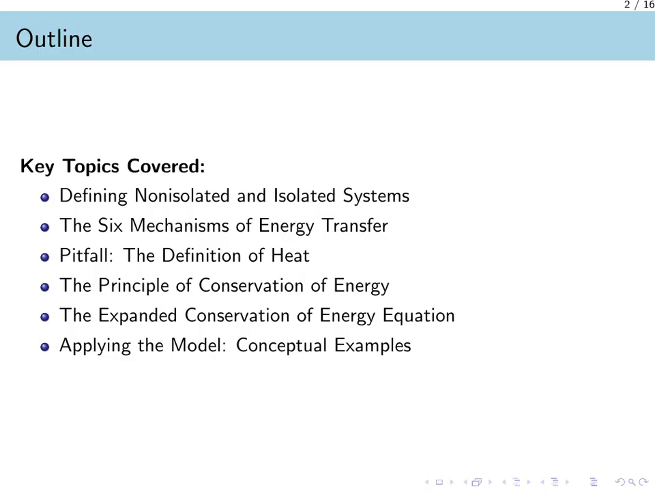We will discuss the distinction between non-isolated and isolated systems. We will then identify the 6 primary mechanisms for transferring energy across a system's boundary. After that, we will address a common pitfall regarding the definition of heat. We will also cover the fundamental principle of conservation of energy and introduce the expanded conservation of energy equation. Finally, we will apply this model by looking at some conceptual examples.